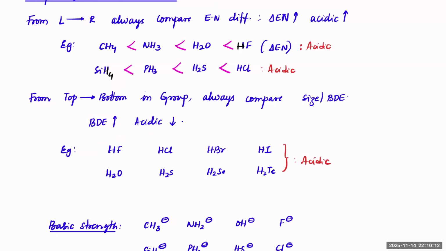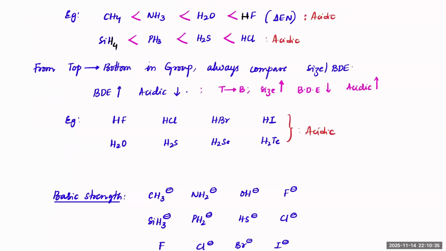And you know what happens down the group? Down the group, size increases. Okay. Top to bottom, when you go, size increases. If size increases, bond dissociation energy decreases. If bond dissociation energy decreases, the acidic strength of hydrides increases. So that's why if you compare HF, HCl, HBr and HI, HI is the strongest acid, everybody. HI is one of the strongest acids.